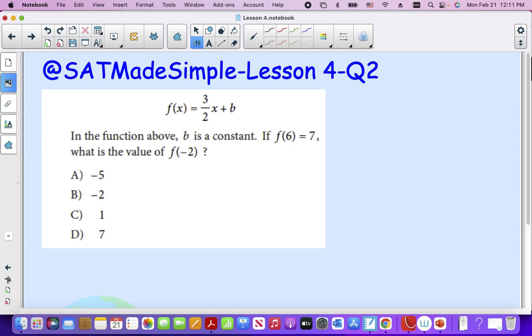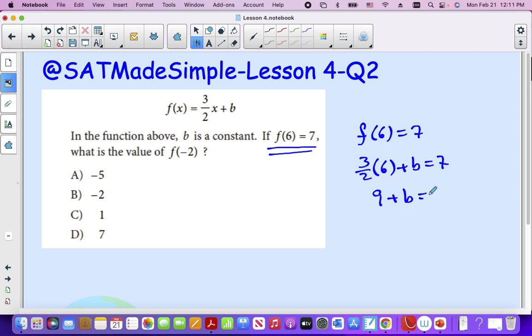In this question, they gave me the function with an unknown value b, but they gave me initial conditions. This initial condition is in order to find the value of b. So if f of 6 is equal to 7, I substitute 6 into the equation. So that'll be 3 over 2 times 6, plus b, is equal to 7. And that will give me 9 plus b is equal to 7. That means b is equal to -2.